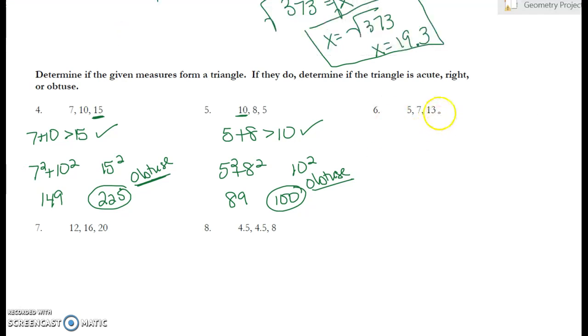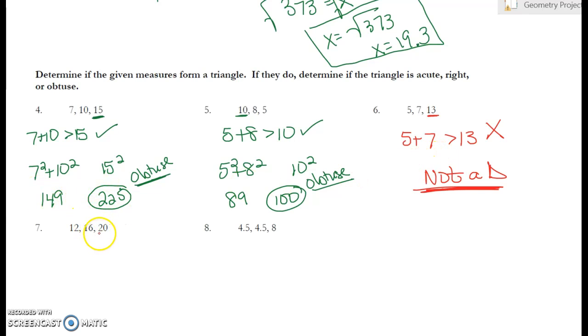Okay, so for number 6, you should have found out that this was your hypotenuse. And we check to see if it's a triangle. Is 5 plus 7 greater than 13? No, it's not. So this is not a triangle. This is an important part, because if you continued on, you would find that it's either obtuse or acute. But it's not a triangle. You first have to determine whether or not it is. And this one is not, because the two sides are not bigger than the third side.